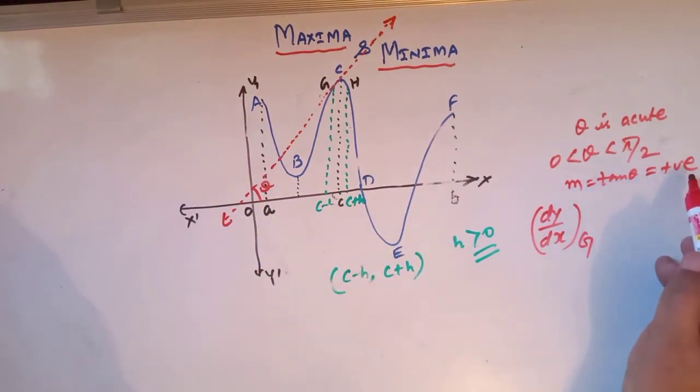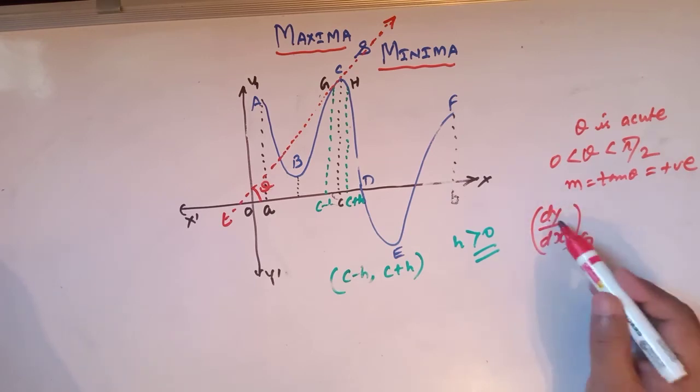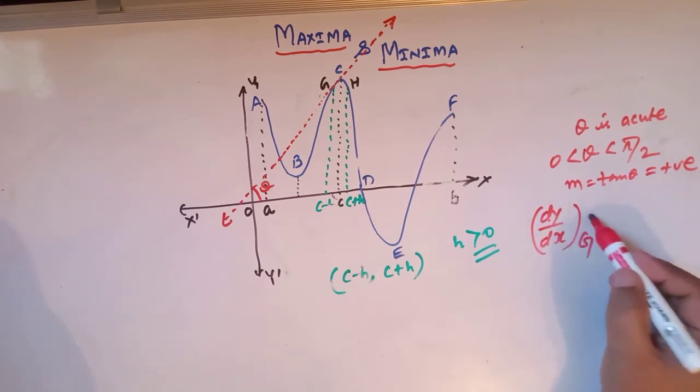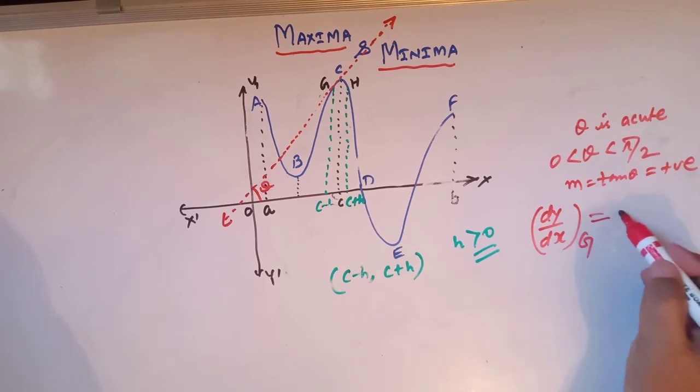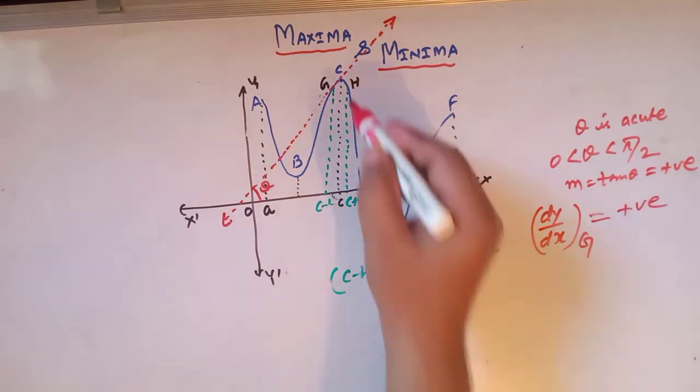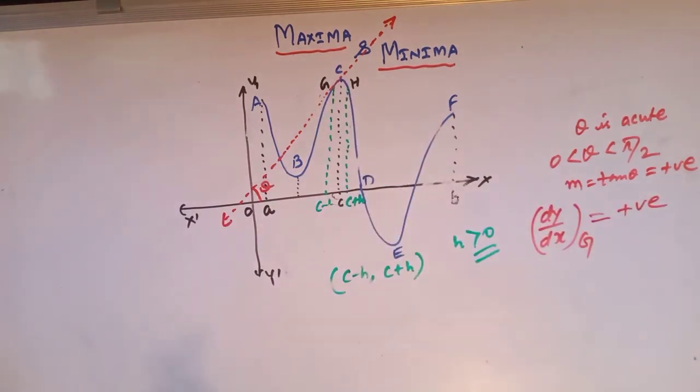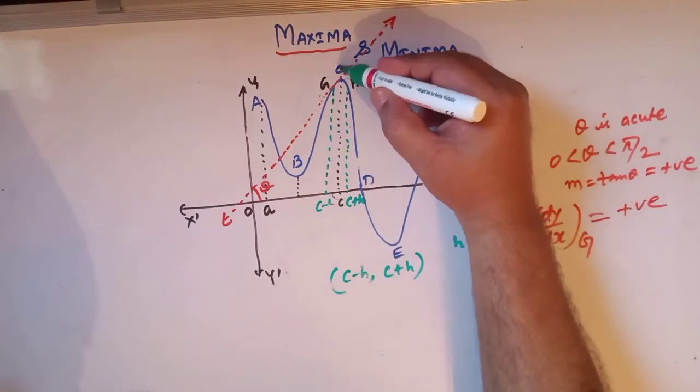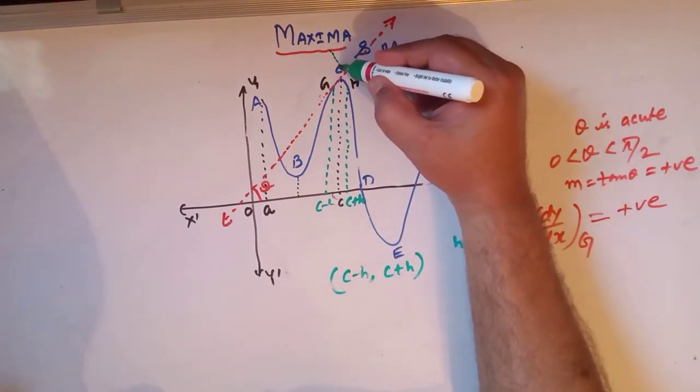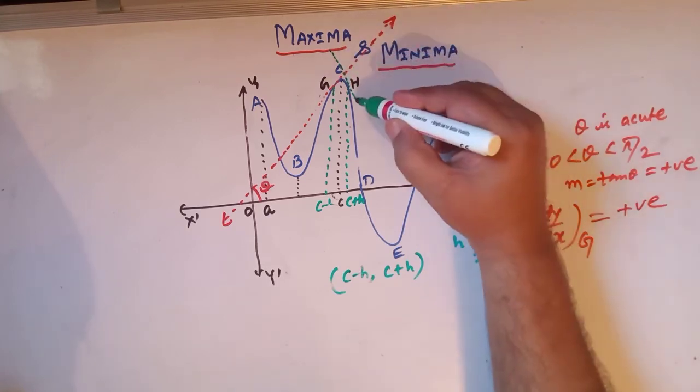Therefore m is positive, so dy over dx is positive. So dy over dx at G is positive. Now we will draw the tangent at point H. Clear? So we draw the tangent here. So viewers, this is the tangent.